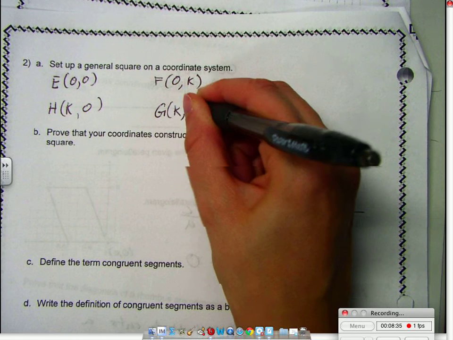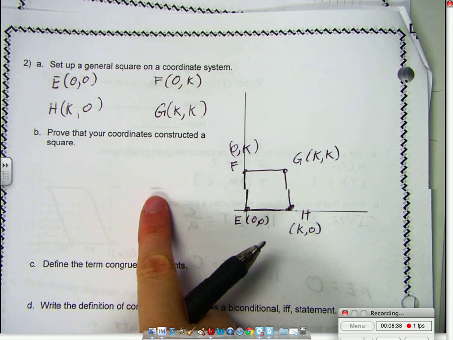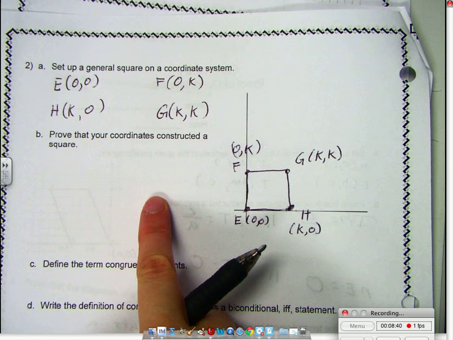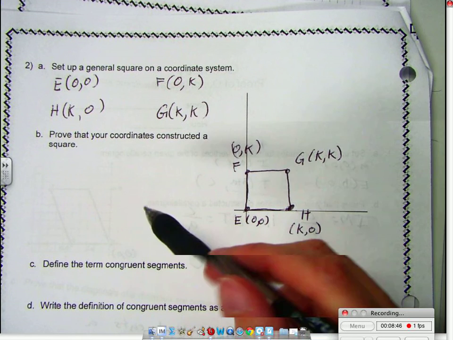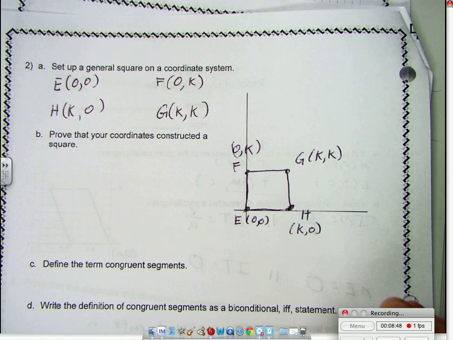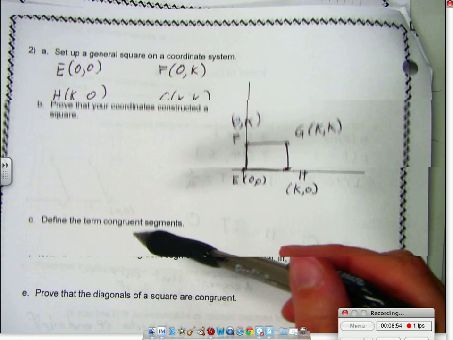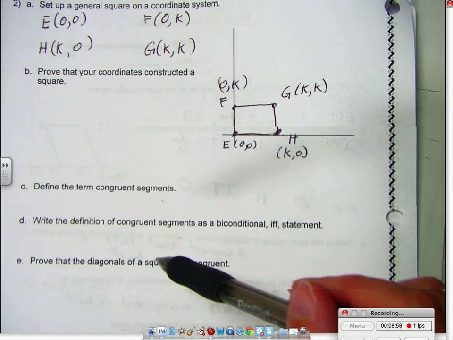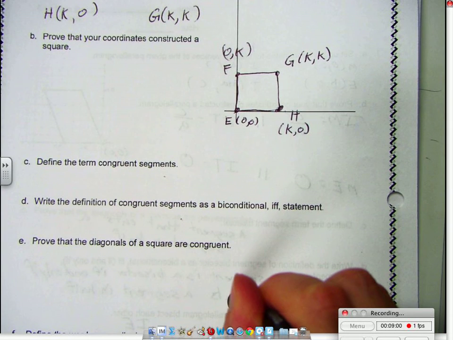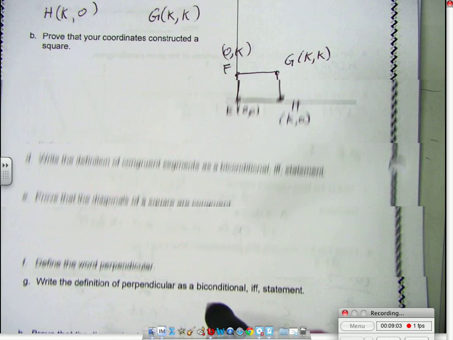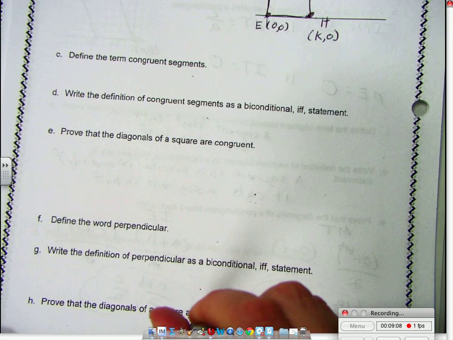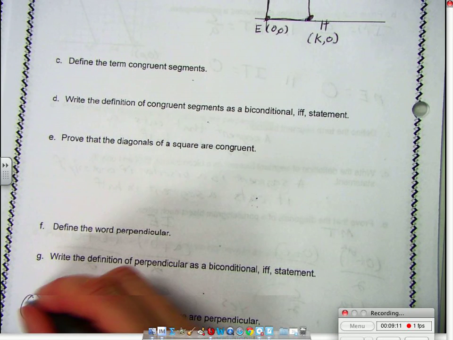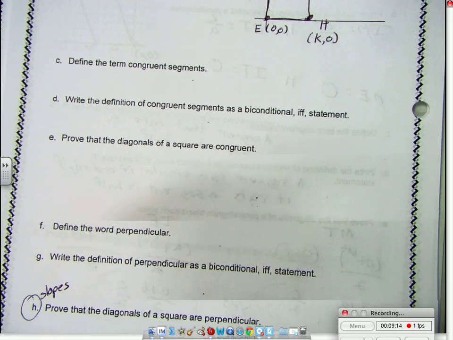Okay. You're going to prove that it's a square. So you're going to find the length of its sides. Well, that's pretty easy, right? What are the lengths of all these sides? Okay. You're going to find the slopes to prove that opposite sides are parallel, consecutive sides are perpendicular. You're going to find the term congruent segments. Write the definition by conditional. Find the diagonals, length of the diagonals. That's a squared plus b squared equals c squared. Define the word perpendicular. Write the definition of perpendicular. Prove that the diagonals are perpendicular. So for H, just know that you're finding the slopes again.